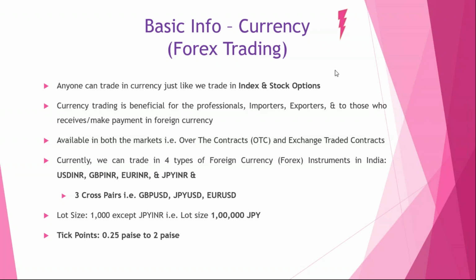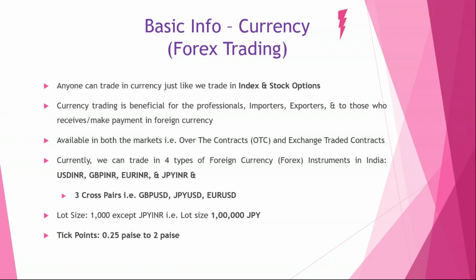One of the interesting things about foreign currency or forex is that we can trade in both the markets, that is the over the counter market and exchange traded contracts. So we can either deal with the banks, or we can buy or sell currencies on the exchange. Currently in India, we have four types of currency instruments we trade. First is USDINR, GBPINR, EURINR, and JPYINR.